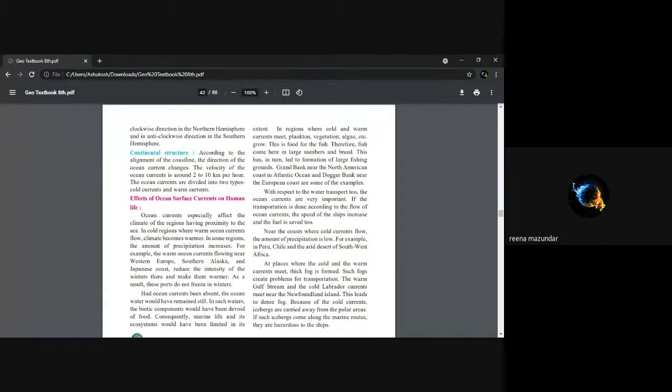With respect to water transport, the ocean currents are very important. If the transportation is done according to the flow of ocean currents, the speed of the ships increases and the fuel is saved.